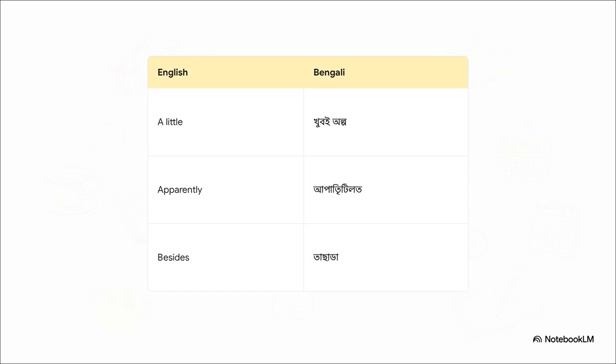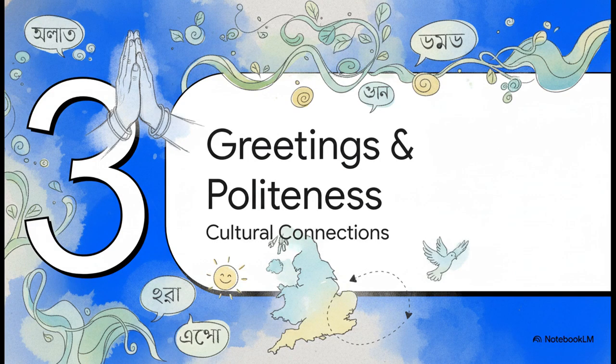Let's look at a quick flashcard-style breakdown to build some immediate confidence. Take the English phrase a little. In Bengali, that translates to kubi alpo. The word apparently translates to aparo drishtite, and besides becomes tachara. Mastering just a handful of these transition and quantity words gives you the superpower to add nuance and flow to your sentences instantly. Moving right along to Section 3, greetings and polite expressions.